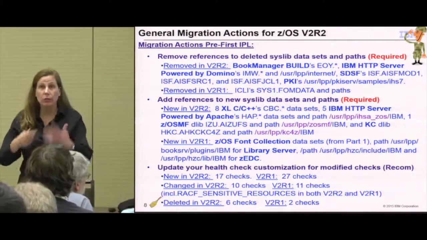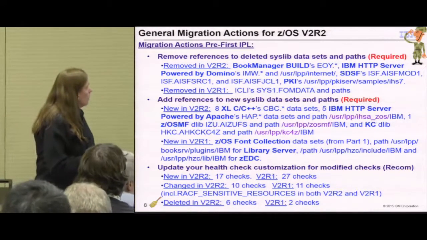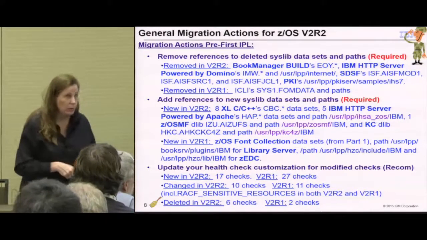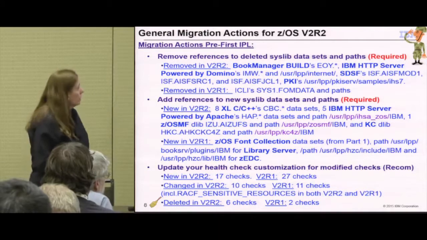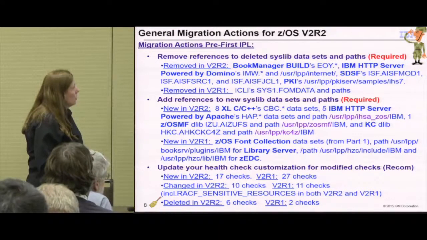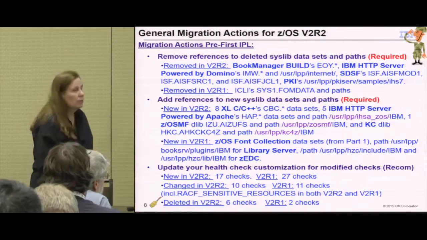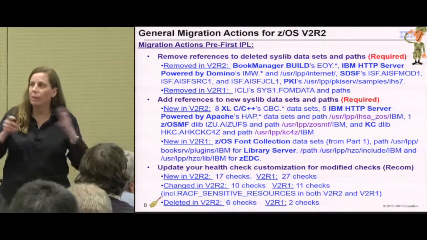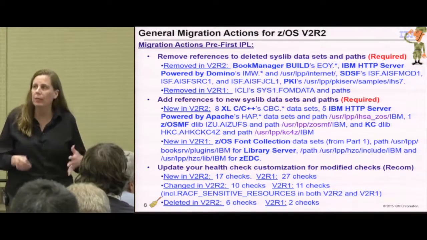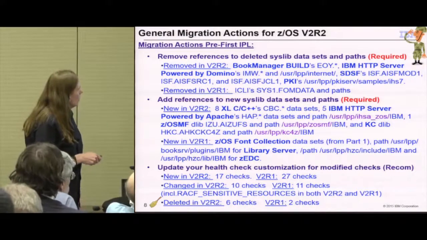Add new data sets. Now we've had some new functions that come in z/OS 2.2. They're associated with new data sets. And we also have existing functions that have added new data sets as well. So we've got some new XL C/C++ data sets. And here's the new IBM HTTP Server powered by Apache. Those new data sets are going to start with HAP, HTTP Server Apache. Those are the new 9.0 Apache data sets that you'll see.